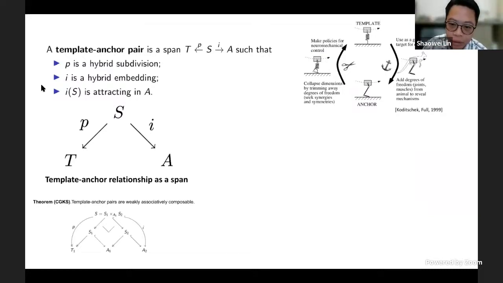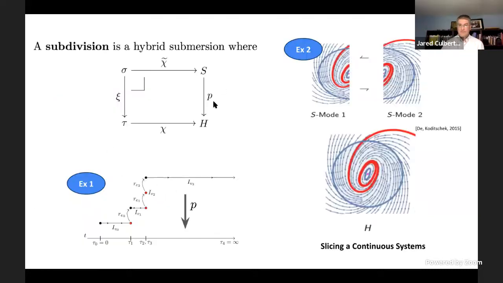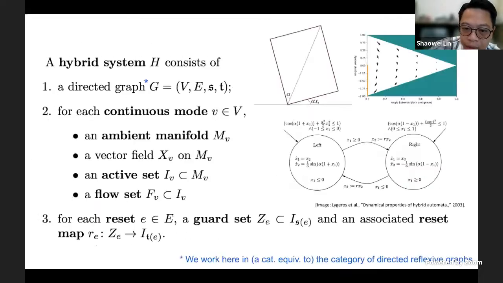Sorry to interrupt. We have a question from Kevin. The question is: is the active set likely to be just the union of the guard sets for all the edges out of a given node, or does it have some independent meaning of its own?